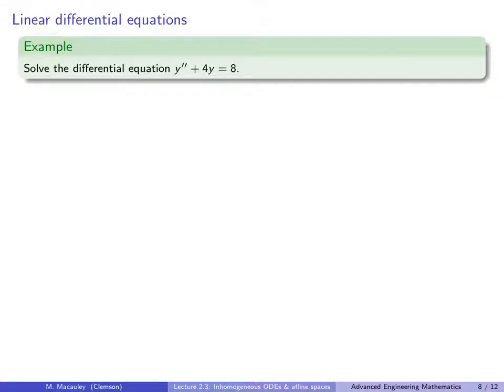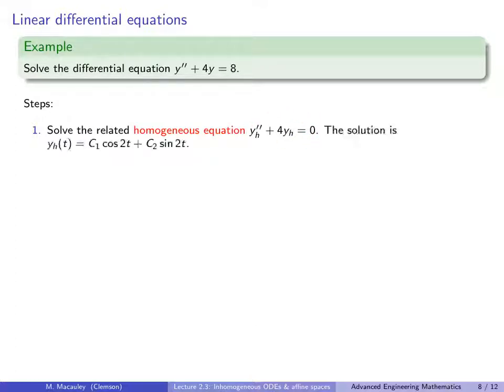Next example. It's almost the same thing, but now it is a second order ODE. So we'll solve it the same way. Step 1. Solve the related homogeneous equation. yh double prime plus 4yh equals 0. So now this is a little bit harder. When you see this, you should be thinking sines and cosines. And indeed, the solution is yh of t is c1 cosine of 2t plus c2 sine of 2t.